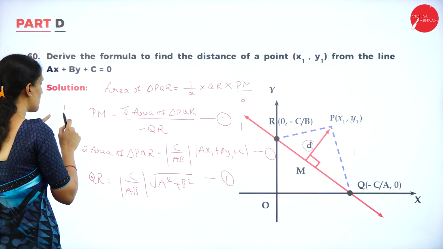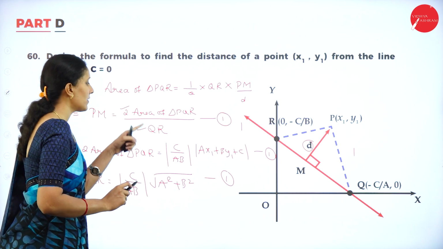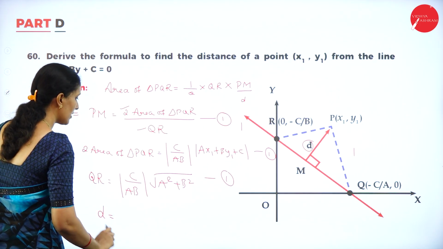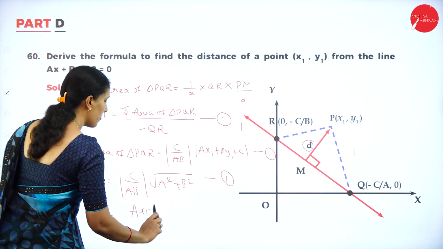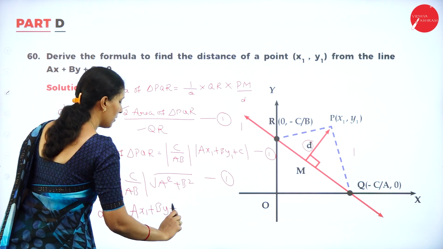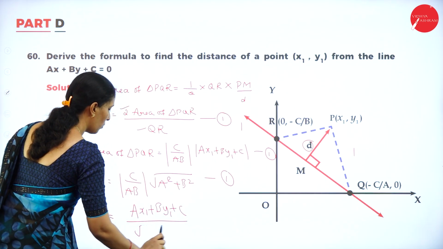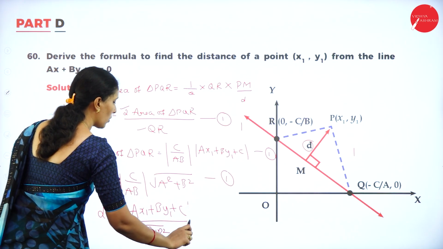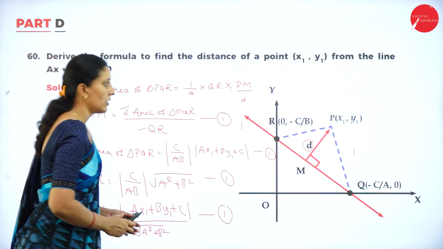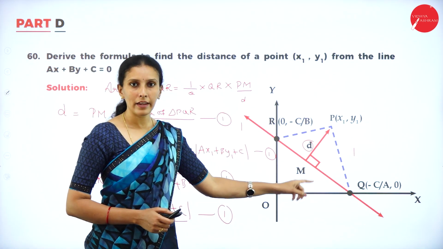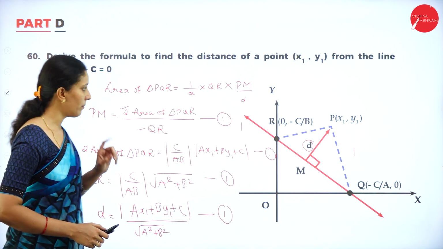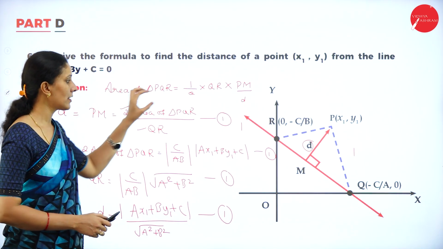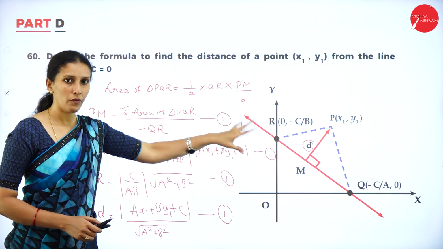Finally, you have to substitute the value of these two in equation 1. Once you find out, write distance as AX1 plus BY1 plus C divided by root of A square plus B square. So writing this equation carries 1 mark. So writing the correct diagram with proper description carries 1 mark. Finding the area of a triangle, that is to find the distance, expressing the equation, 1 mark.